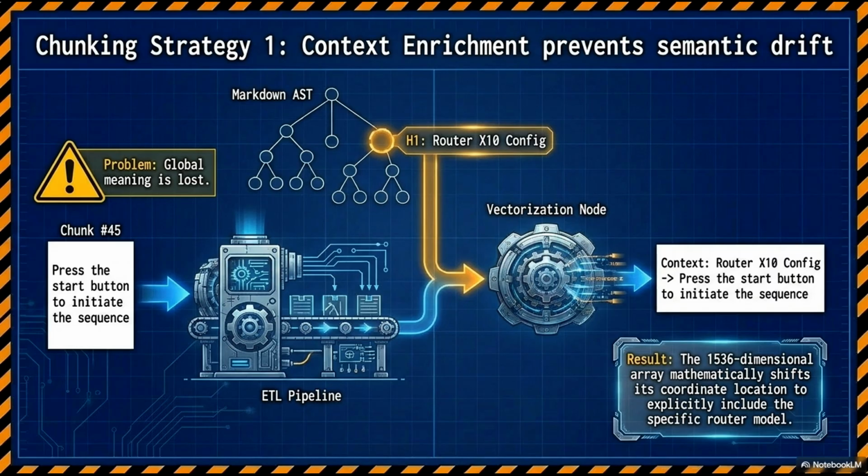Yes, and here's why that is so powerful. Because those contextual words are now physically part of the text string, they become part of the mathematical vector embedding. Oh, I see. The 1536-dimensional array shifts its location to explicitly include the concept of the router x10. When a user later asks the chat interface, how do I start the router x10? The semantic match is incredibly precise. That's a brilliant way to force the LLM to remember the broader topic. You're basically stapling the chapter title to every single paragraph.